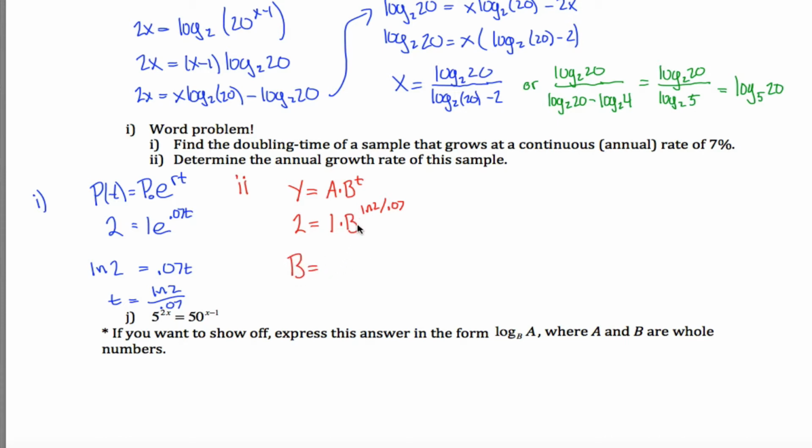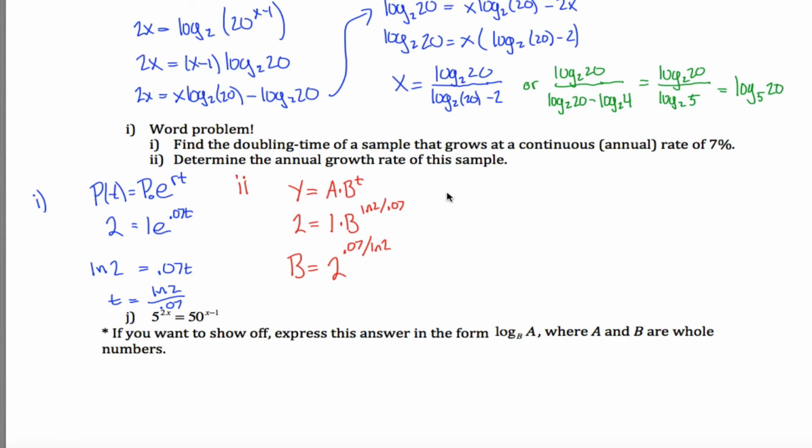If I raised both sides of the equation to 1 divided by this, it would cancel out on this side and it would show up on this side. So I got 2 raised up to the 1 divided by this power. Well, 1 divided by that is this. So this value right here will end up being my value of b.